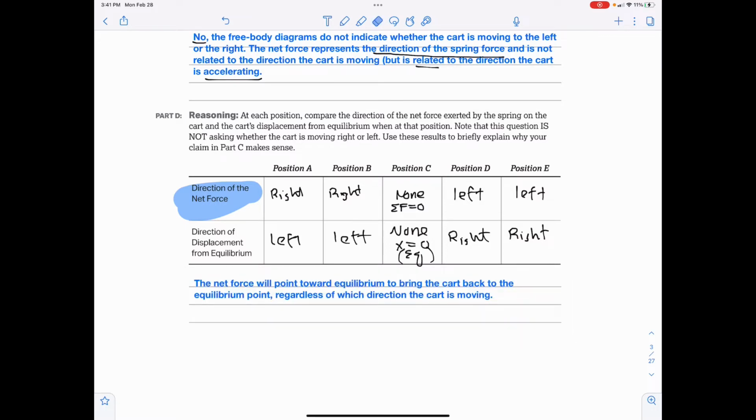The net force will bring the cart back to equilibrium. Okay, the net force points towards equilibrium. So right now equilibrium is positioned to the right, net force points to the right. Equilibrium is to the left, net force points to the left. Okay, and this is done regardless of the way the object is moving. So you can see sometimes it's going left, and notice it's not really always going the same way.